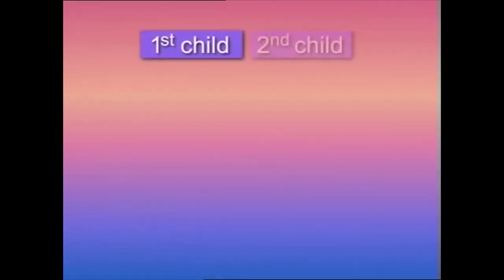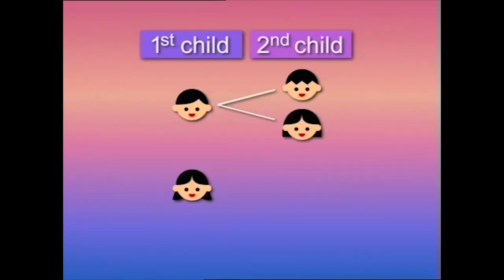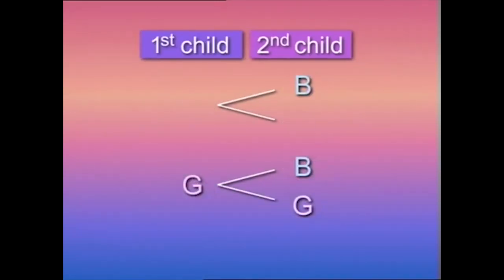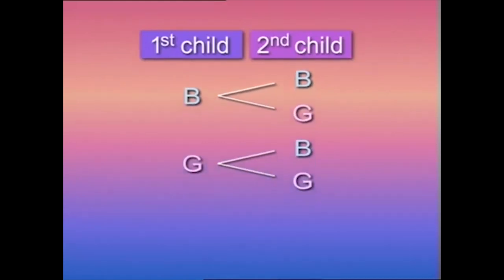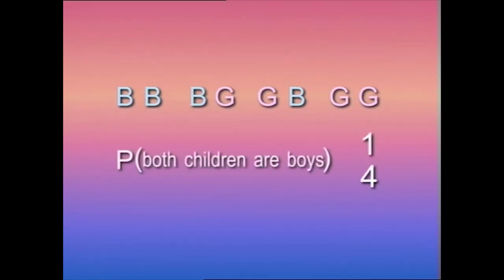Let's start with a family with 2 children. The first child could be a boy or a girl. If the first one is a boy, the second could either be a boy or a girl. Likewise, if the first one's a girl, the second could either be a boy or a girl. If we list the combinations of 2 children, we obtain these combinations: boy-boy, boy-girl, girl-boy, and girl-girl. Therefore, we have a total of 4 possible combinations. Only one of these combinations involves 2 boys. Therefore, the probability of having 2 boys is 1/4.